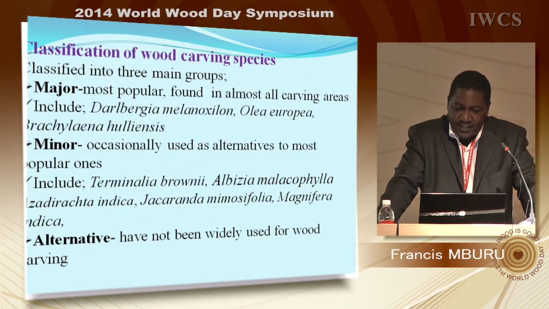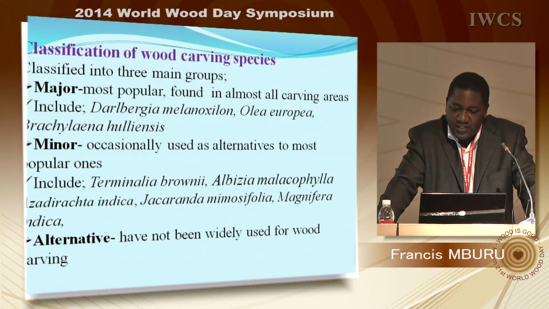Classification of wood carving species: majorly three main groups, where the major group is found in almost all carving areas. Those include Brachylaena huillensis, Olea europaea, and Brachystegia. Then we have the minor species. These are occasionally used as alternatives.